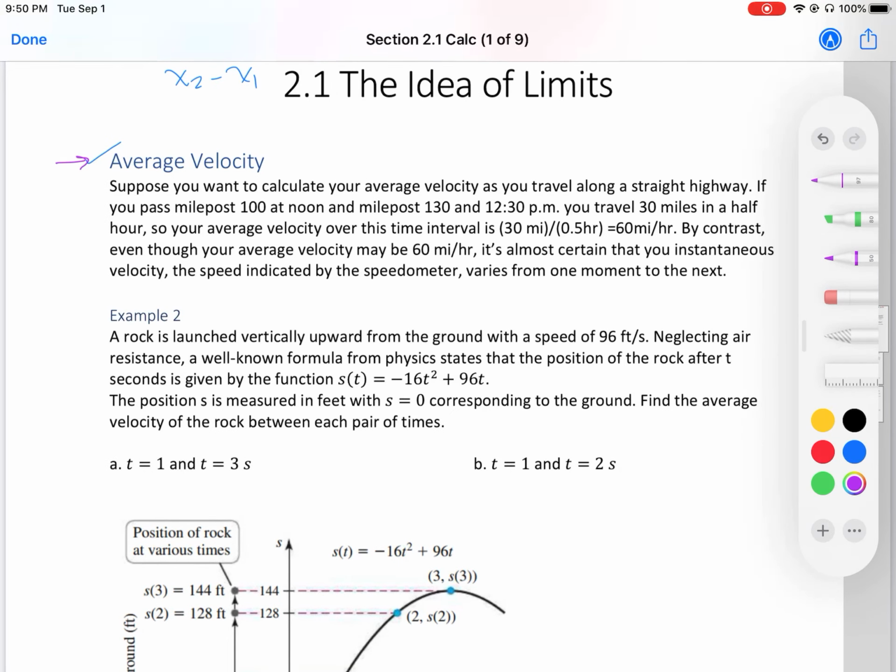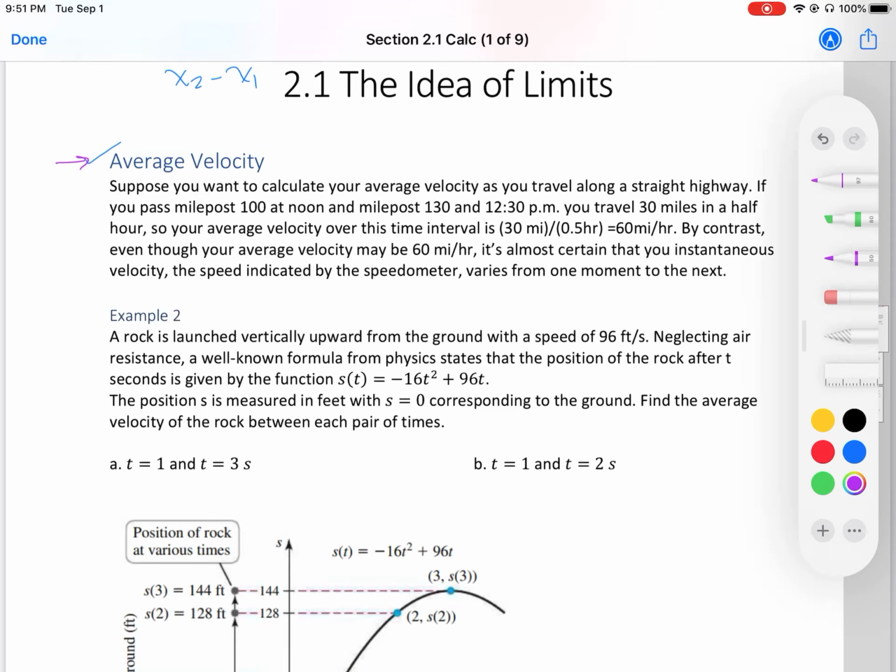Average velocity. Suppose you want to calculate your average velocity as you travel along a straight highway. If you pass milepost 100 at noon and milepost 130 at 12:30, you traveled 30 miles in half an hour. So your average velocity over this time interval is 30 over half an hour. It would be 60 miles per 1 hour. By contrast, even though your average velocity may be 60 miles per hour, it's almost certain that your instantaneous velocity, the speed indicated by your speedometer, varies from one moment to the next.